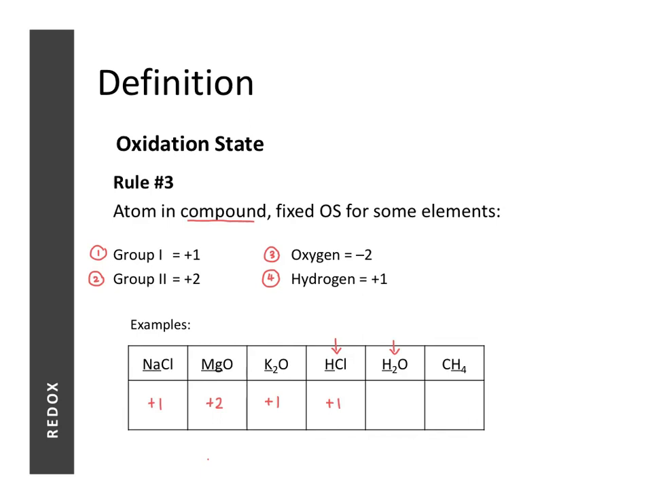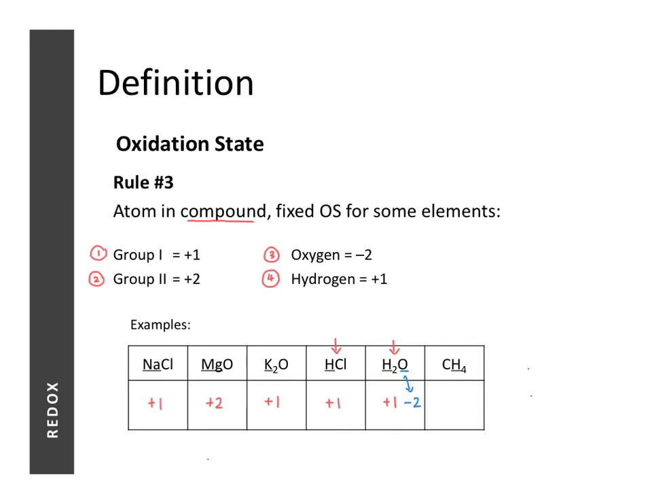So when hydrogen forms a compound, the oxidation state of hydrogen is fixed, which is +1 as well. In water there are 2 hydrogen atoms. Each hydrogen atom will have an oxidation state of +1. Water also contains 1 oxygen atom. So what is the oxidation state of oxygen in water, in a compound? It is always fixed to be -2.